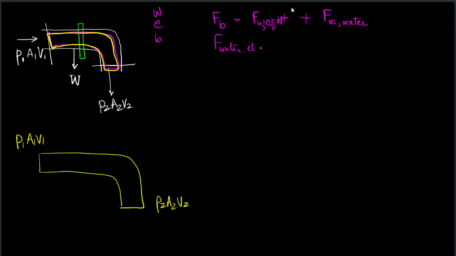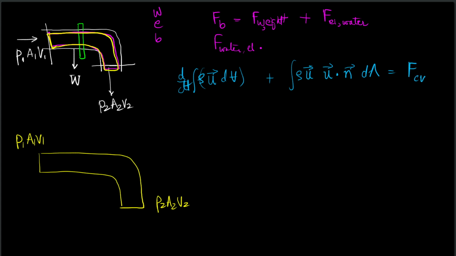So now, let us first write down the conservation of momentum. So d/dt of integral rho u dV plus integral rho u dot n dA equal to the force on the control volume. The point is, this is a steady flow and the control volume is stationary. The control volume is not deforming, so this time dependent term will vanish. So then we have integral rho u dot n dA is equal to the force acting on the control volume.